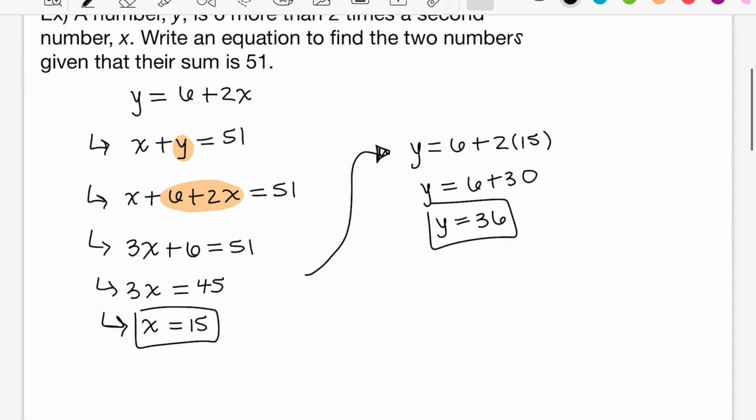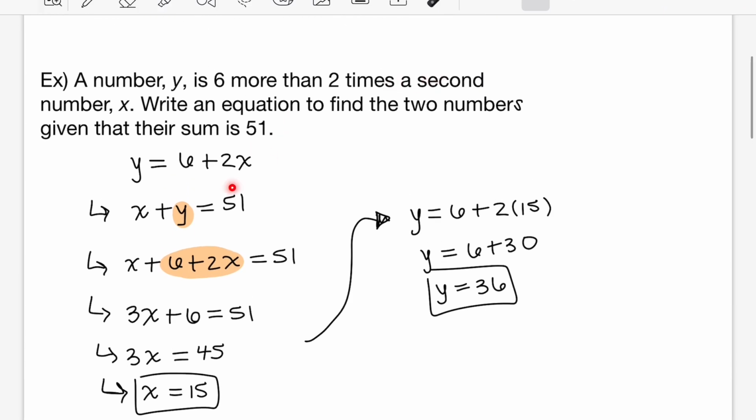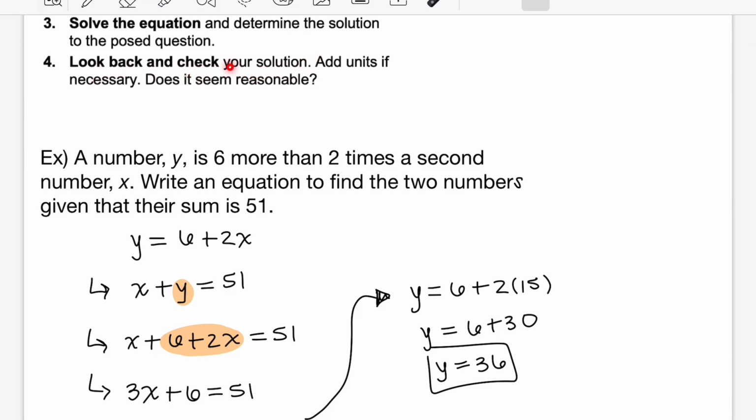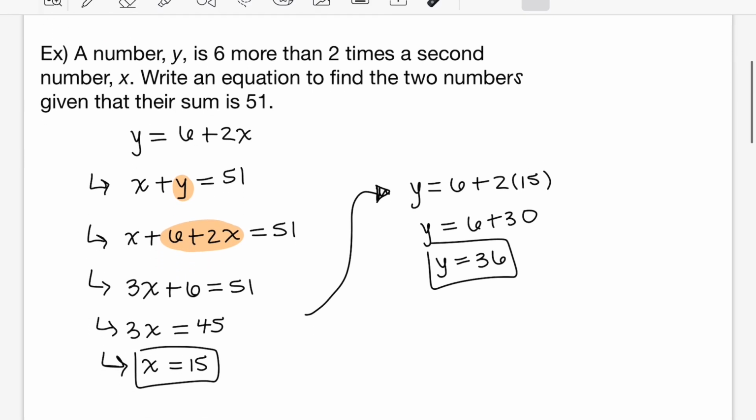So not too bad once you're able to translate these words into an equation. And then lastly, we're going to look back and check our solution if possible. You notice that if you were to add 36 plus 15, you would get 51. So our solution does make sense.